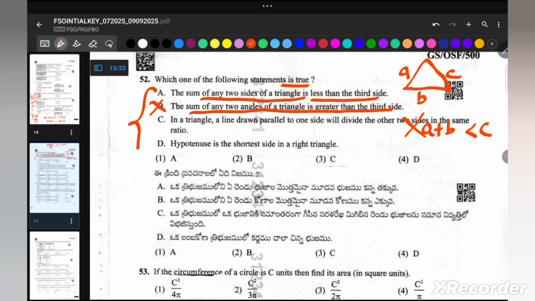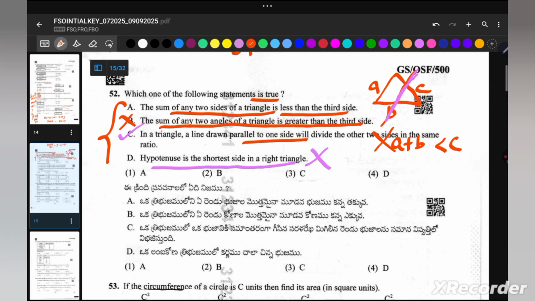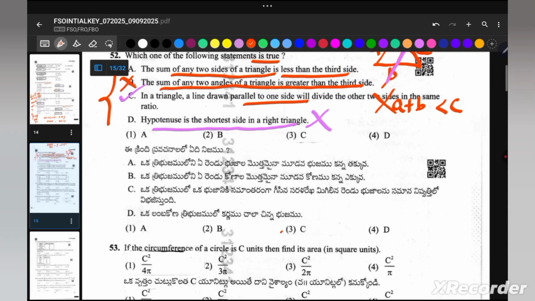Let us talk about option C. In a triangle, a line is drawn parallel to one side. Let us take a side B. If you draw a line parallel to the side, what will it do? It will divide the other two sides in the same ratio. So that will be the correct one. Why is D not correct? Because it says the hypotenuse is the shortest side in a right angle triangle. It's absolutely wrong. So the option is C.